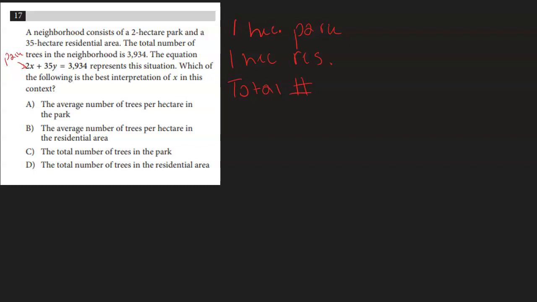So let's look at the answer choices. The average number of trees per hectare. Well, that relates to the 1 hectare park, so we're going to say yeah to that one. The average number of trees per hectare in the residential area? Well, no, because we're talking about the park, not the residential area. Residential area is y. So I'm going to say no. Total number of trees in the park? No, we're actually given that number, so that's out. And the total number of trees in the residential area, once again, we're talking about the park, not the residential area. So the answer choice has to be A.